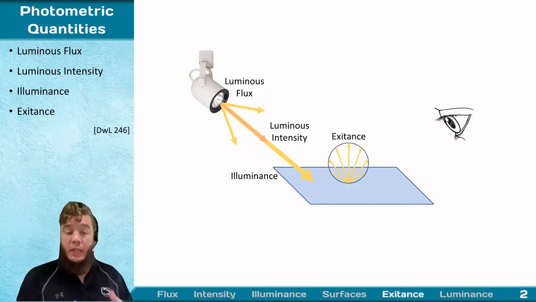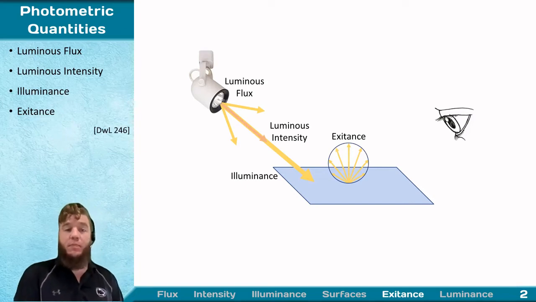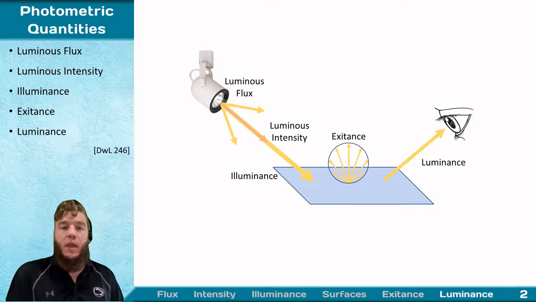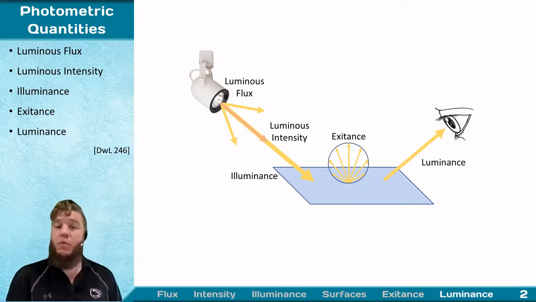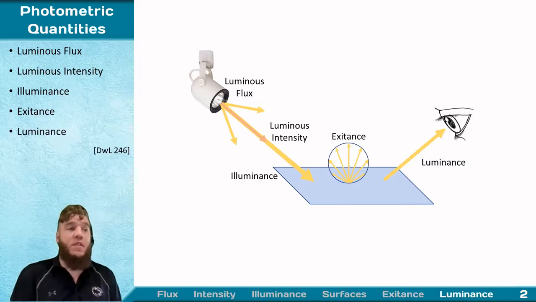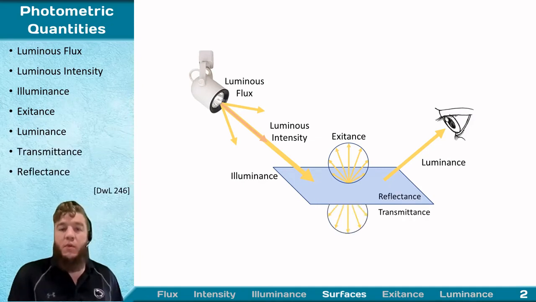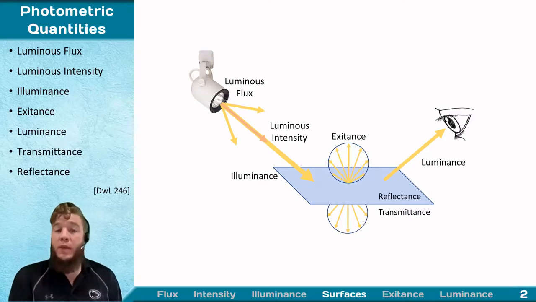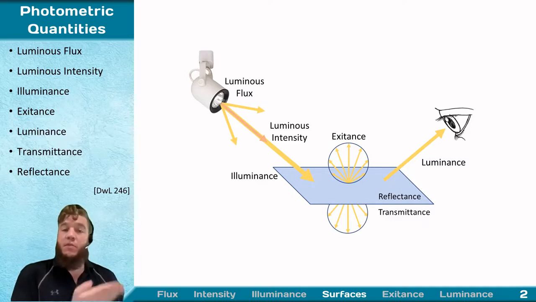Similarly, we can consider the light leaving that surface. We call that exitance. And exitance is a measure of the total light leaving a surface in all directions. And if we consider a particular direction, we're talking about luminance, which is the actual quantity of light that you see, that you experience. This is the measure of light actually entering your eye. And to round us out here, we need to include at least transmittance and reflectance, which are two of the ways light interacts with a surface. So here's our roadmap. Let's dig into that.